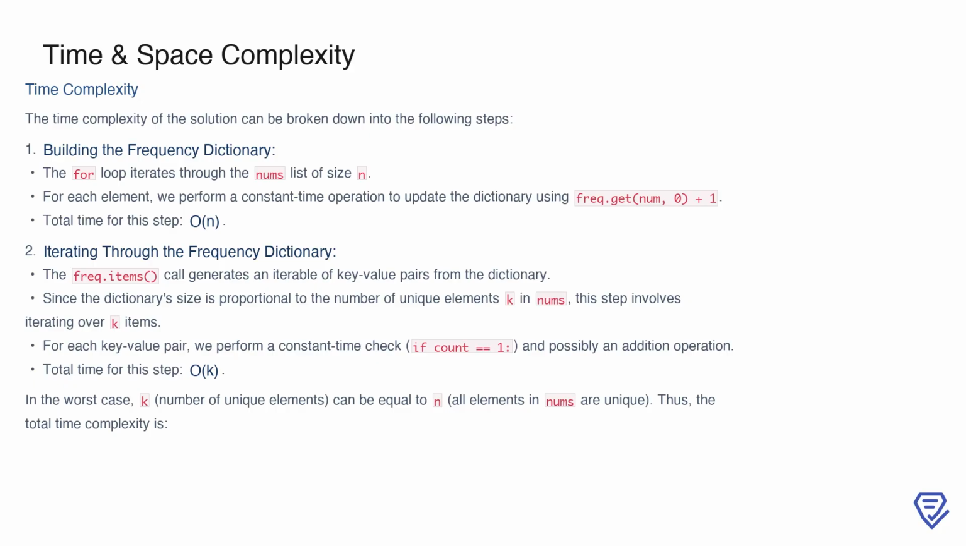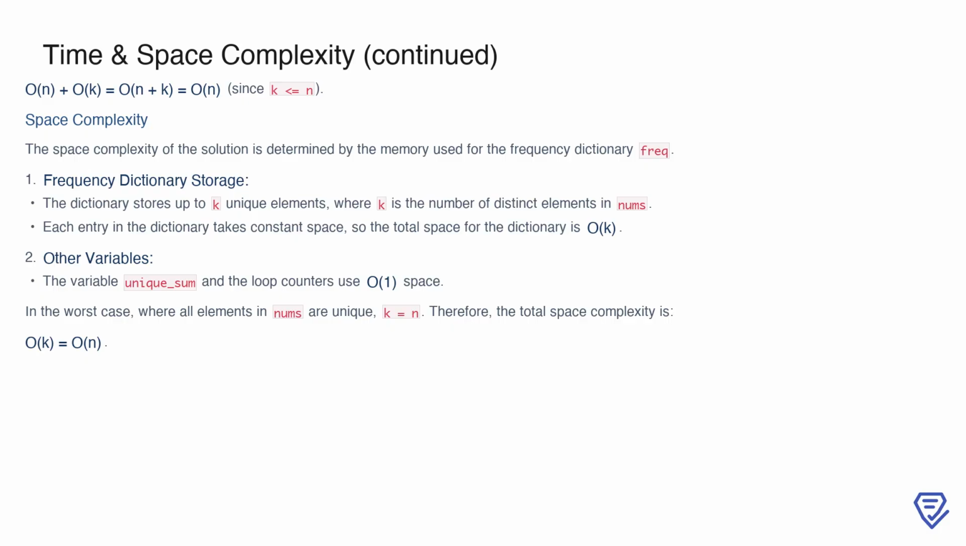In the worst-case scenario, where all elements in nums are unique, k could equal n. Combining these steps gives us a total time complexity of O(n + k), which simplifies to O(n). When we simplify n plus k to n, it's because the number of unique elements k is always less than or equal to the total number of elements n.